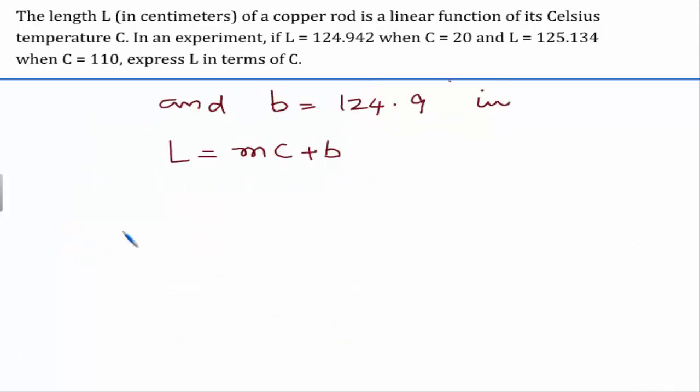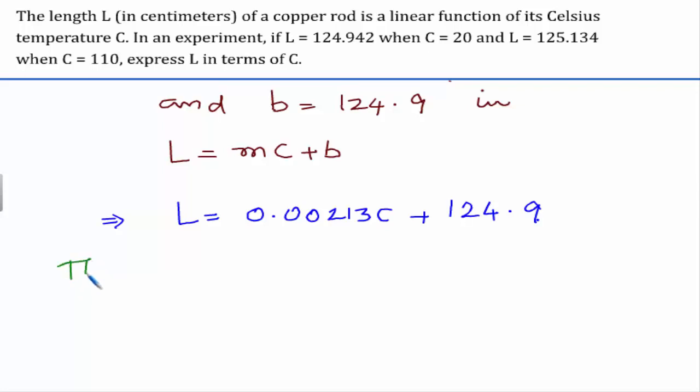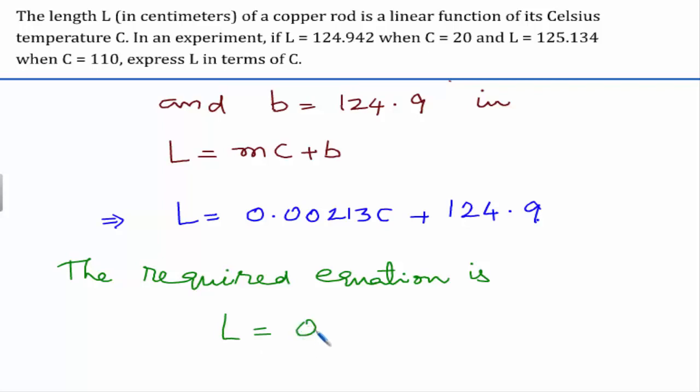Now what will we get here? L is equal to m, we got it as 0.00213 c plus b, we got it as 124.9. So the required equation is L is equal to 0.00213 c plus 124.9.